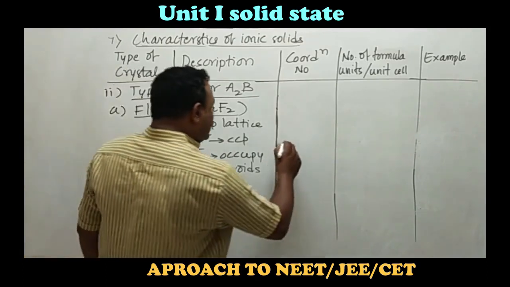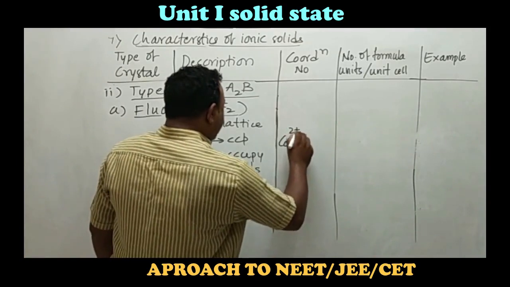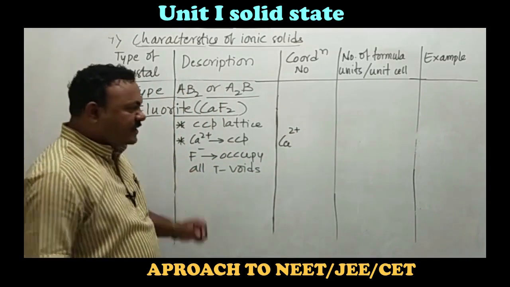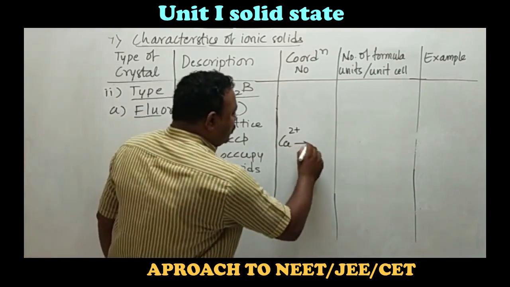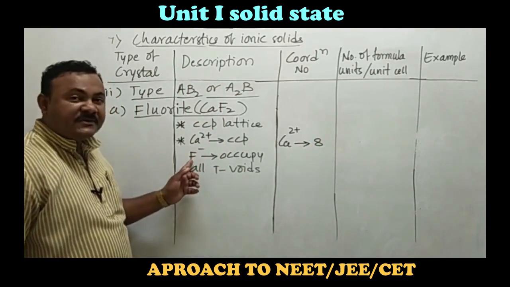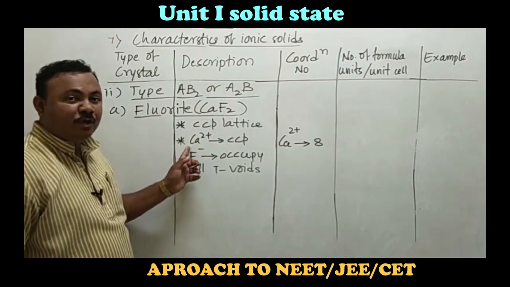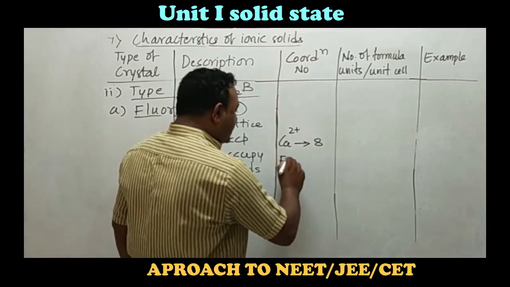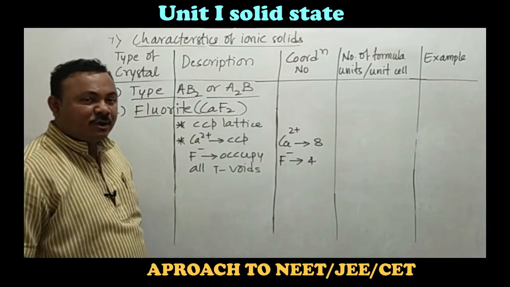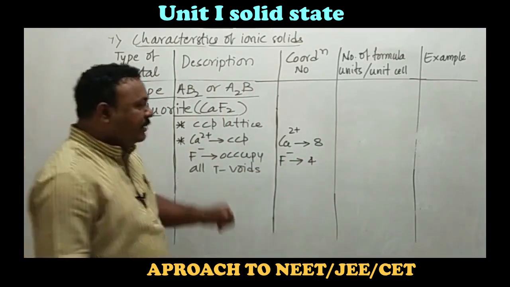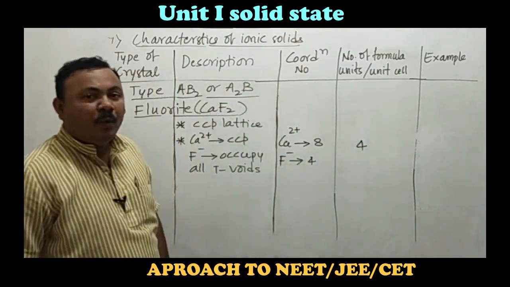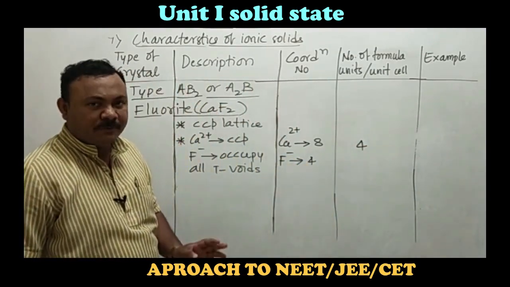With respect to Ca2+ ion, each Ca2+ ion is in contact with 8 F- ions. As a result, with respect to Ca2+, coordination number is 8. Each F- ion is in contact with 4 Ca2+. With respect to F-, coordination number is 4. Now see the coordination number ratio, it is 8:4. But number of formula units of calcium fluoride in 1 unit cell is once again 4.